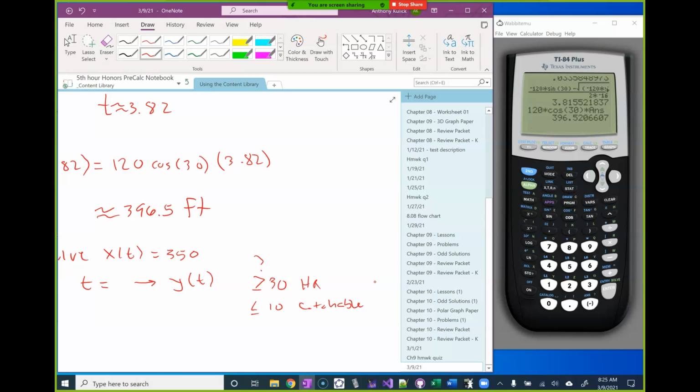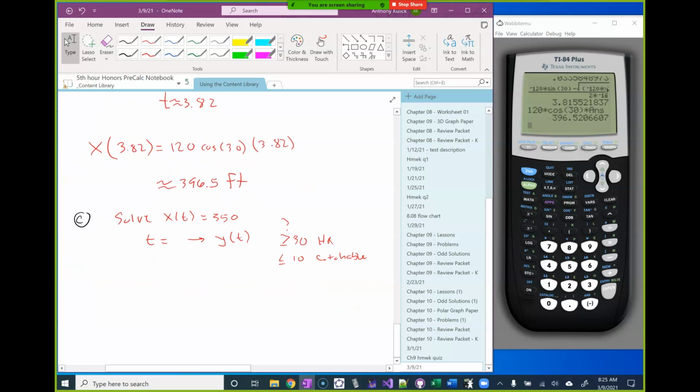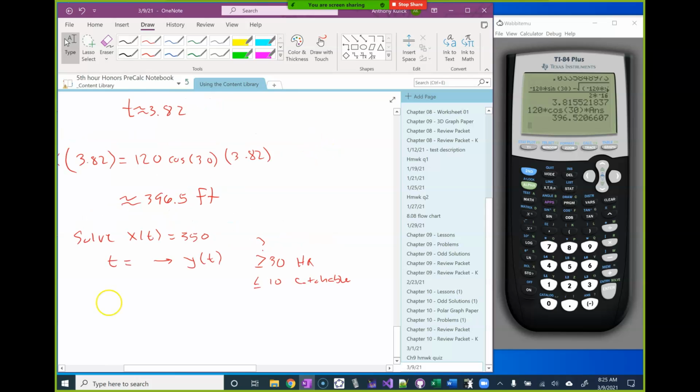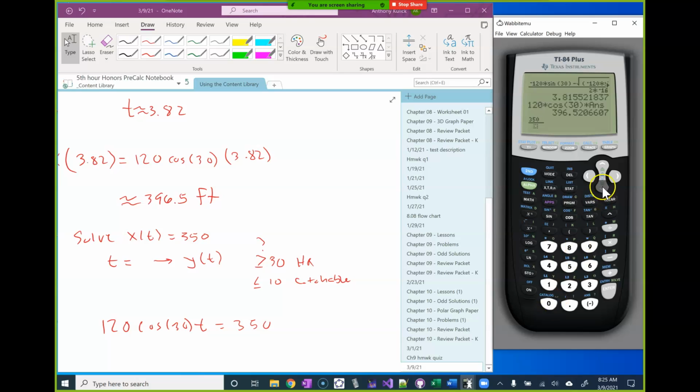Okay. The nice part is solving x of t is much easier than solving y of t, because x of t is just linear. So I have 120 cosine 30 t is equal to 350. Got to be careful with our parentheses here. So I'm going to type it in this way: 350 divided by 120 times cosine 30. I'm going to write it as a fraction like I would on my sheet of paper. And that gives me about 3.36.